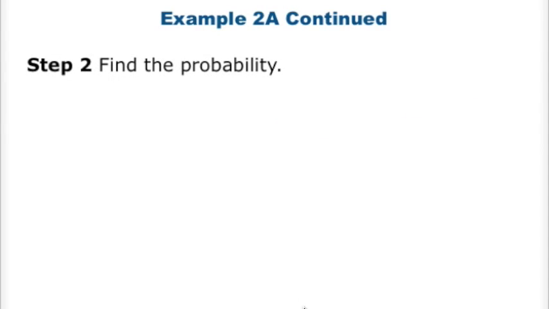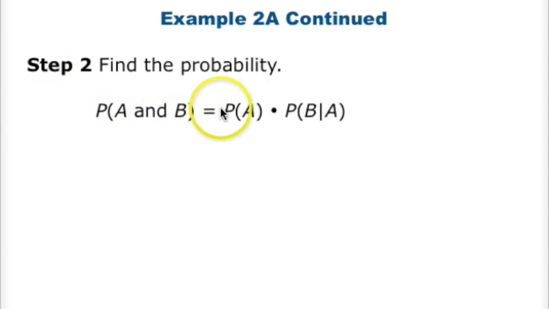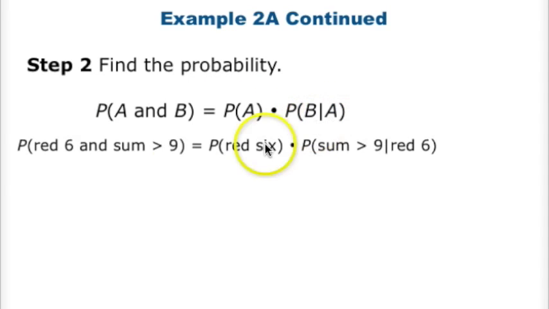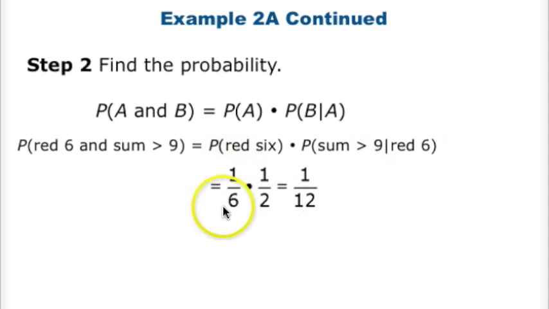Okay, let's see if we can find the probability then. We're going to use the formula, the probability of A and B is the probability of A times the probability of B given A. So plugging in, the probability of red 6 and sum greater than 9 is the probability of a red 6 times the probability of sum greater than 9 given red 6. Those are the two probabilities we just found on the other slide, 1/6 and 1/2. When we multiply them together, the probability of A and B is 1/12.